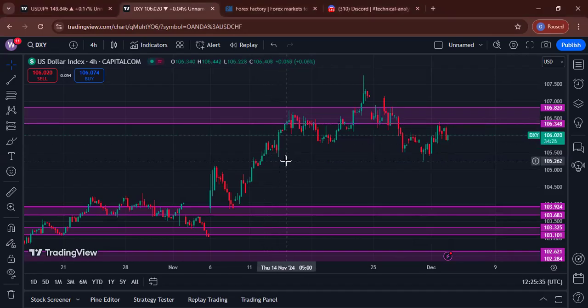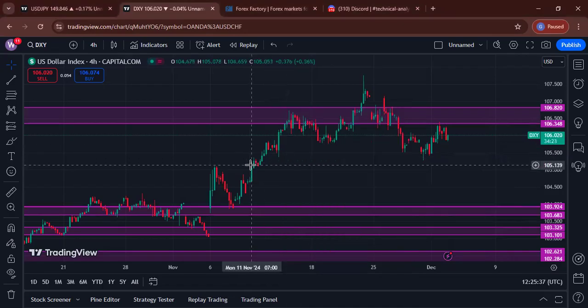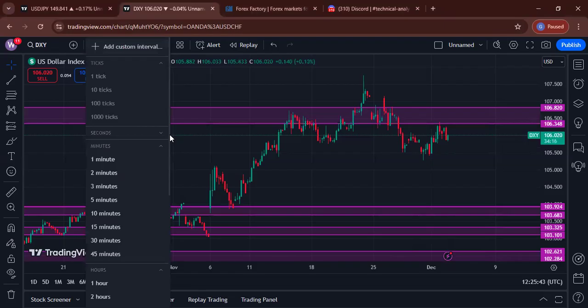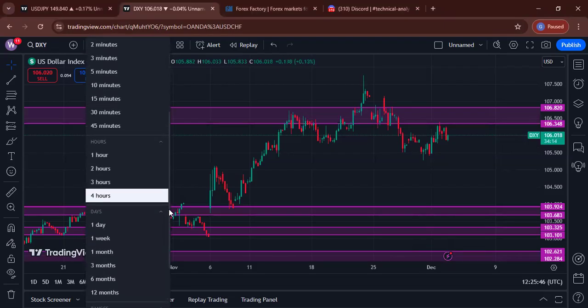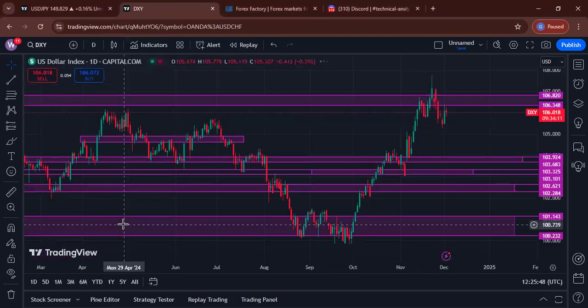So now this is the dollar index. Let me first break down the dollar index and you guys tell me what you saw during election week. Now, this is on the 4 hour time frame, but let's start from the daily going lower. You can see on the daily time frame we are at a very key supply area on the higher time frame.